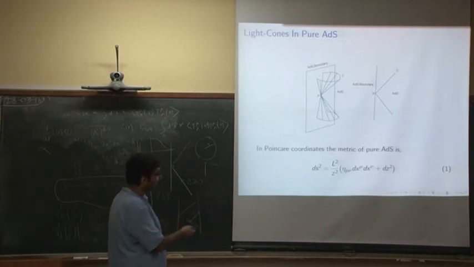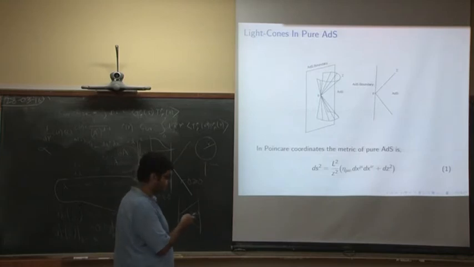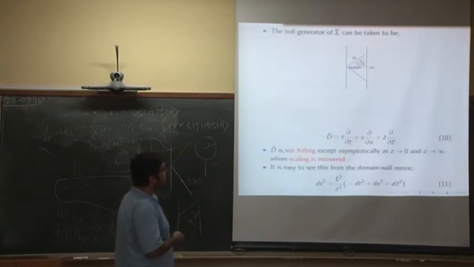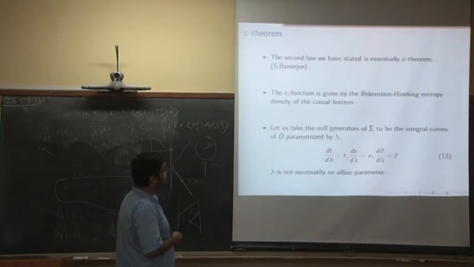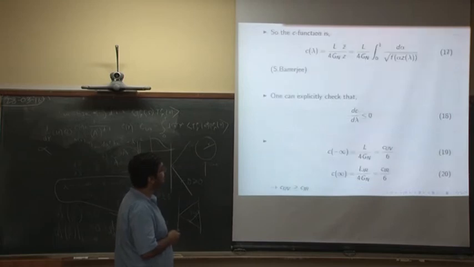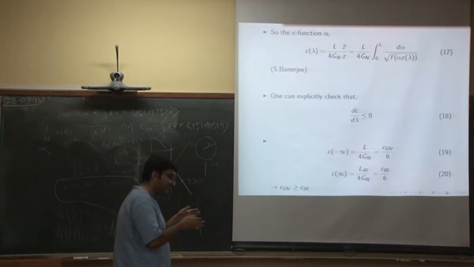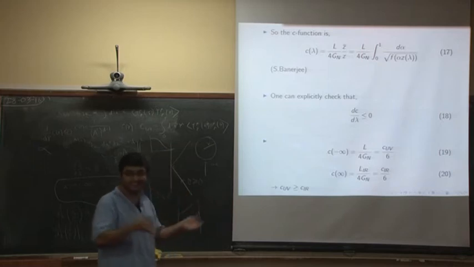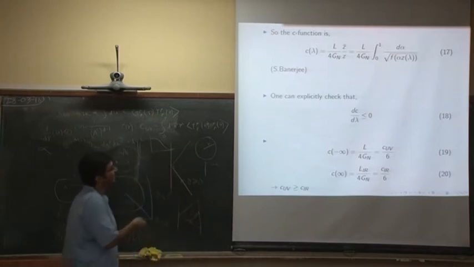That has to be the case because this metric reduces to your AdS metric near the z equal to 0 boundary. I must emphasize that this is not a claim. One can just do a very simple check.